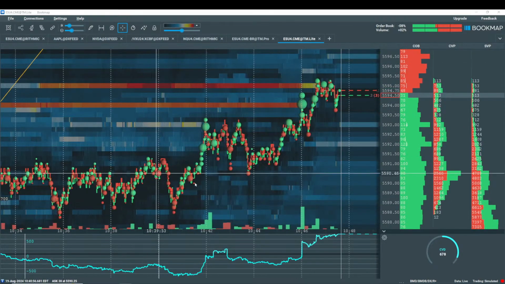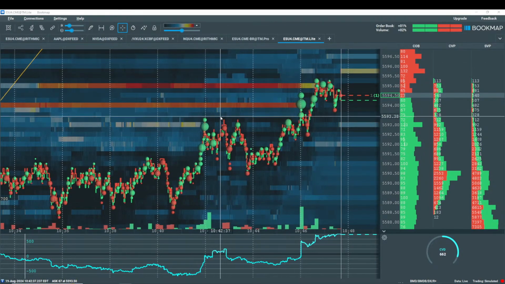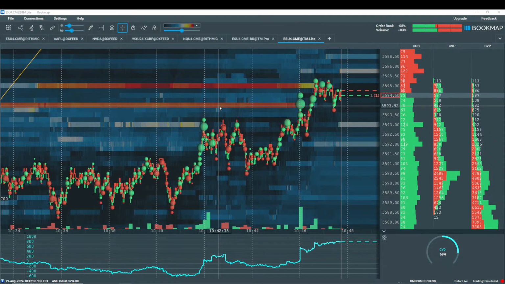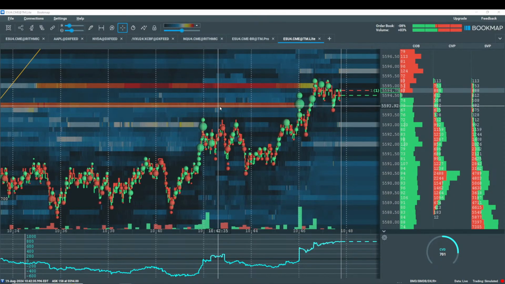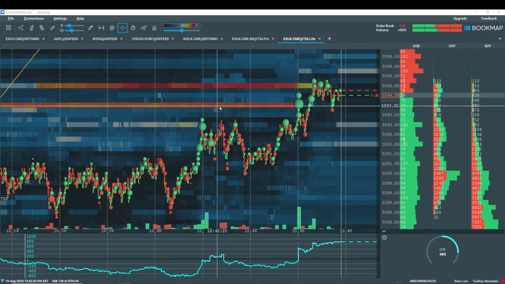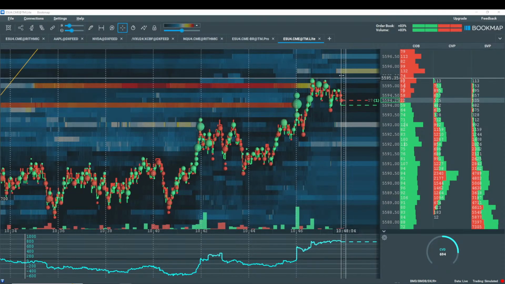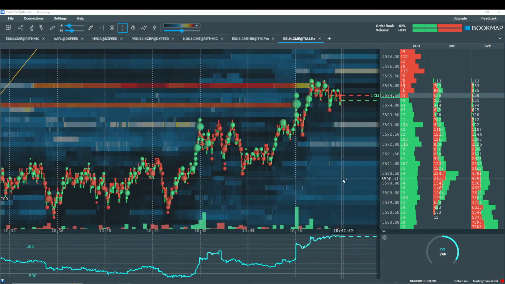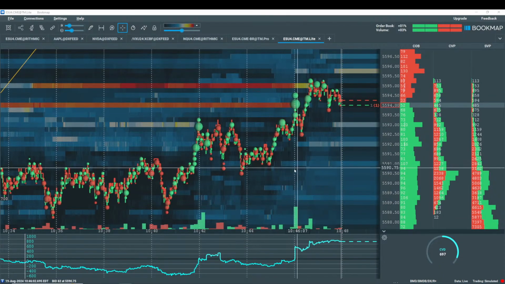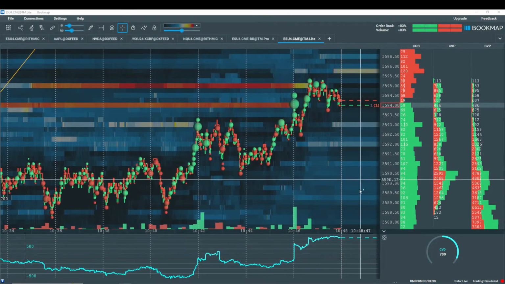I think there's all sorts of different actors in here, and again, they're going to behave, even if it's an algo. It's going to have some risk assessment parameters within the algo. So when we get down below some of these areas, you might get nice stop runs.